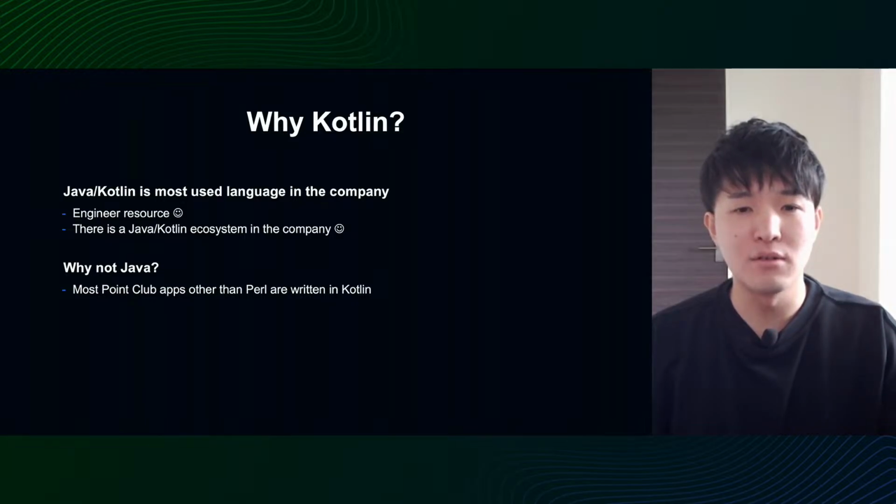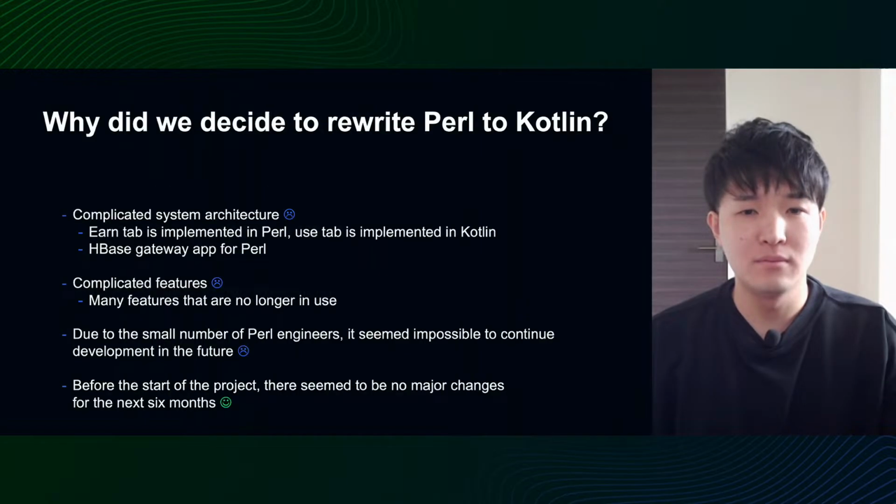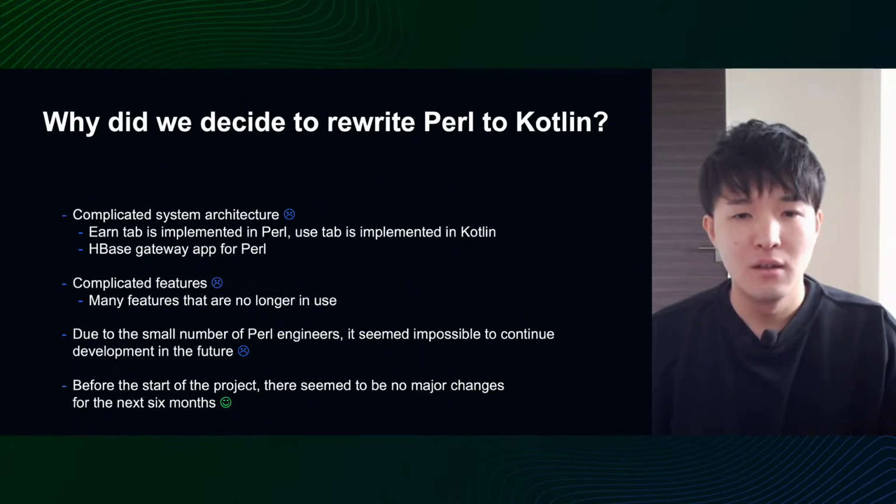So why didn't we choose Java? The reason is that we wanted to match the technology set with other products that our team was developing. Let me tell you why we decided to rewrite Perl to Kotlin.